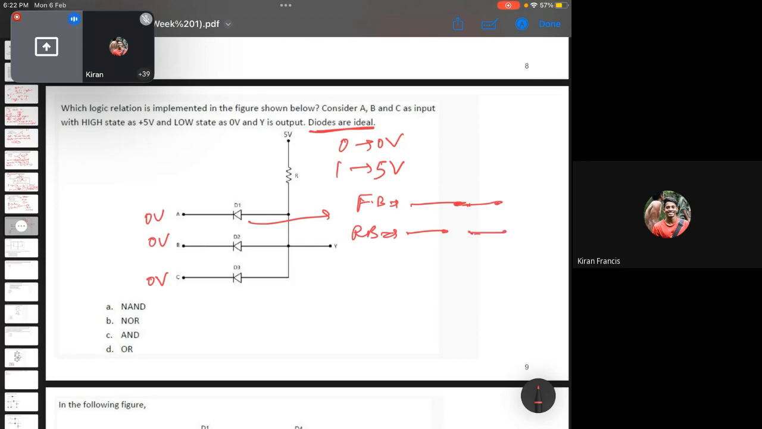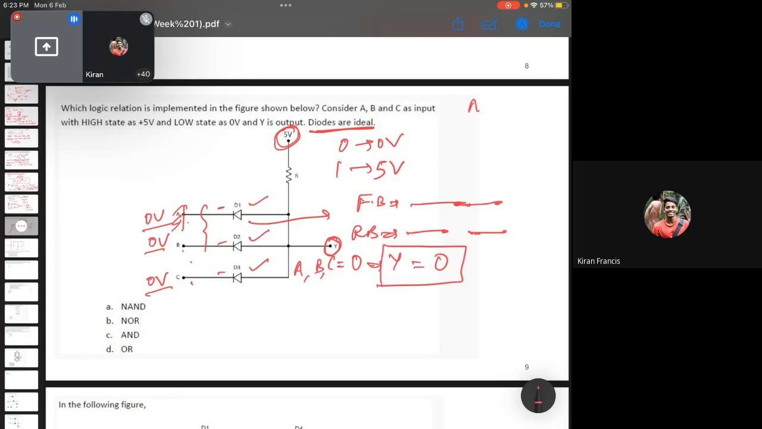So considering this 0 volt applied across all the diodes, we know that this is the negative terminal. So the lesser voltage is applied at the negative terminal, and the positive terminal is at the higher voltage. So all these diodes will be in forward bias. It will connect this output Y to the ground. So if either of this A, B, and C gets 0, what will happen? This Y will get converted to 0.